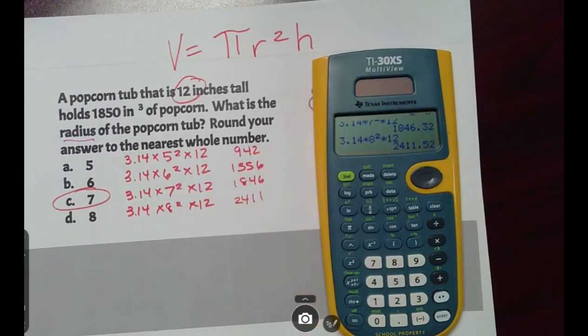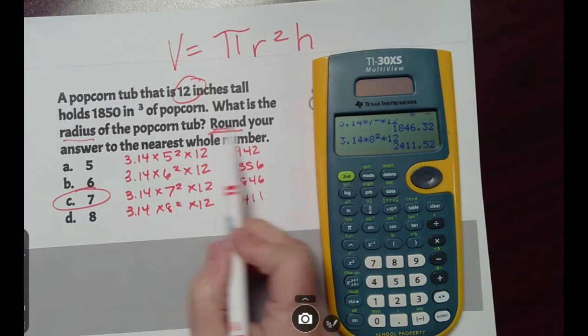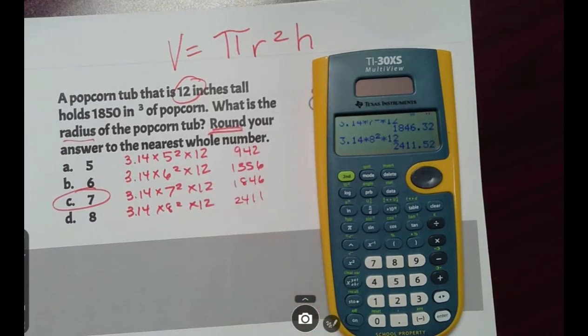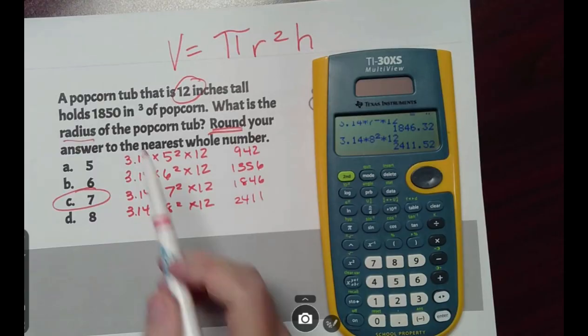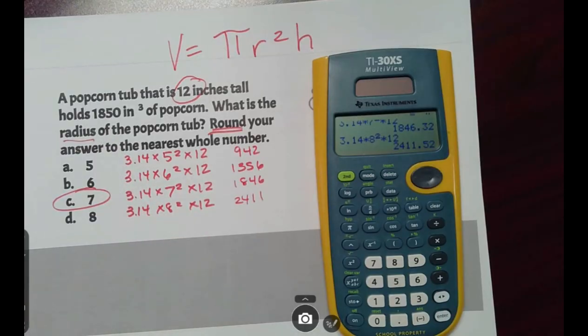This one. And the reason we probably didn't get the exact answer is because of this right here: round your answer to the nearest whole number. So the actual radius is probably not the whole number 7. And that's why we didn't get the exact number. If you didn't have multiple choice answers, you would want to take this answer of 1850.